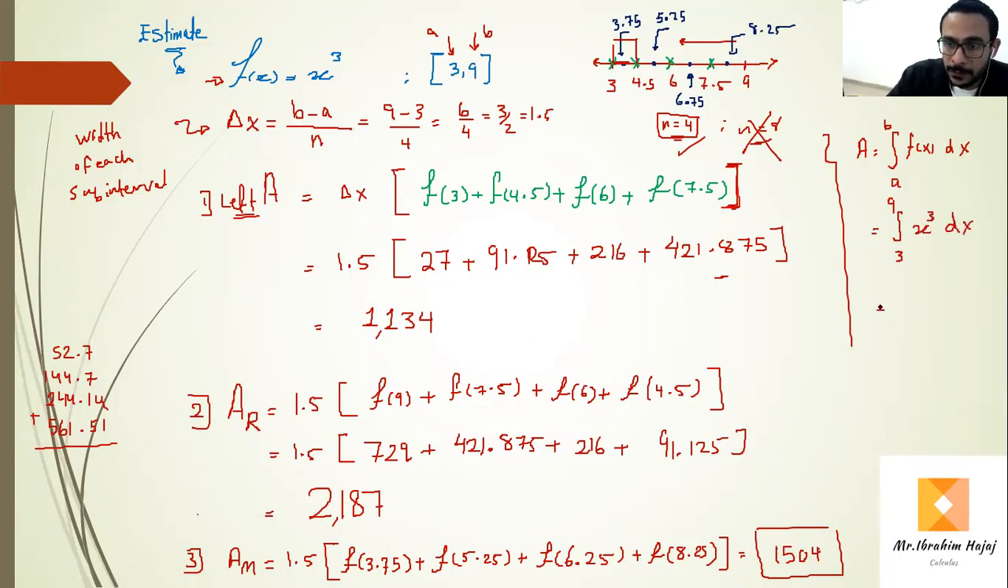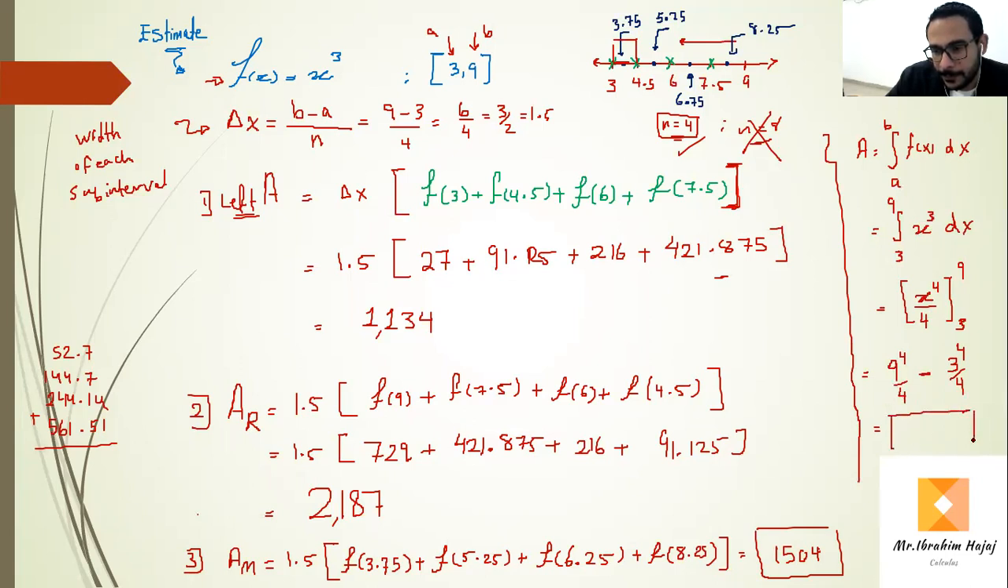How to integrate? Add 1 to the exponent, then divide by the new exponent, 4. We calculate it from 3 to 9, always starting from the 9. So it's 9 to the power of 4 over 4, minus 3 to the power of 4 over 4. It would be equal to 1620.